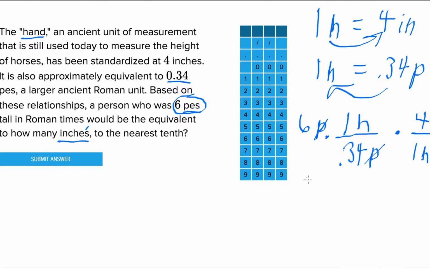Now, again, these hands are going to cancel out. And we're going to be left with inches as our final unit, which is great. So then we just have to multiply across the numerator and denominator. So 6 times 1 times 4 over 0.34 times 1, and this is all going to be in inches.